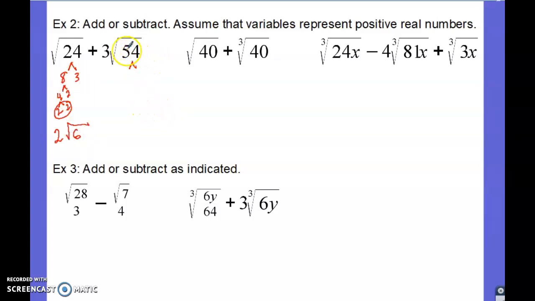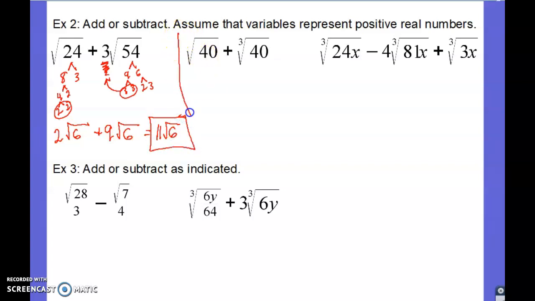We can break out 54, which is 9 times 6, 3 times 3. You can try to break down 6, but there's no pairs there. And remember, this 3 right here needs to be multiplied by that 3 that we bring in front. So we're looking at 9 root 6. So what started out as not like radicals actually is like radicals. And it equals 11 root 6.